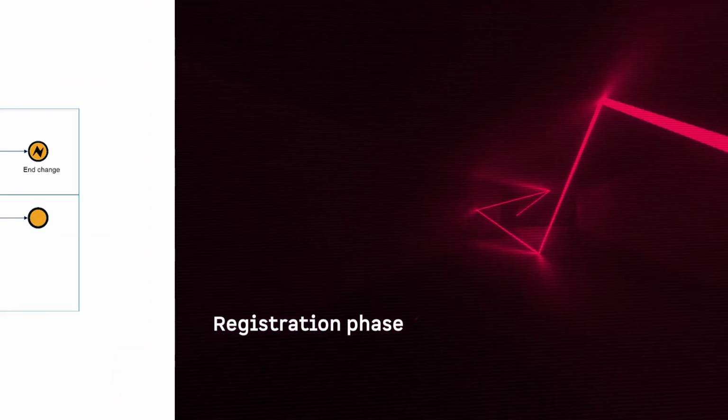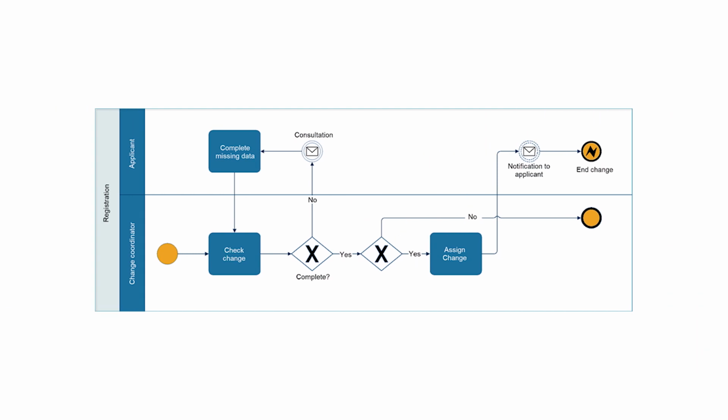The two main roles during the registration of the change are the applicant and the change coordinator. The change coordinator is derived from the process category, which must already be selected during data entry. As already explained, the applicant is responsible for preparing the change. These submitted contents are checked by the change coordinator, and if necessary, supplemented with the help of the applicant.